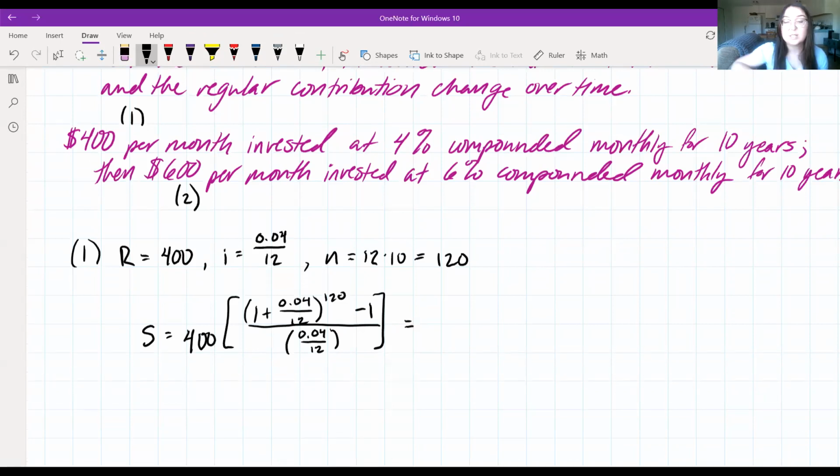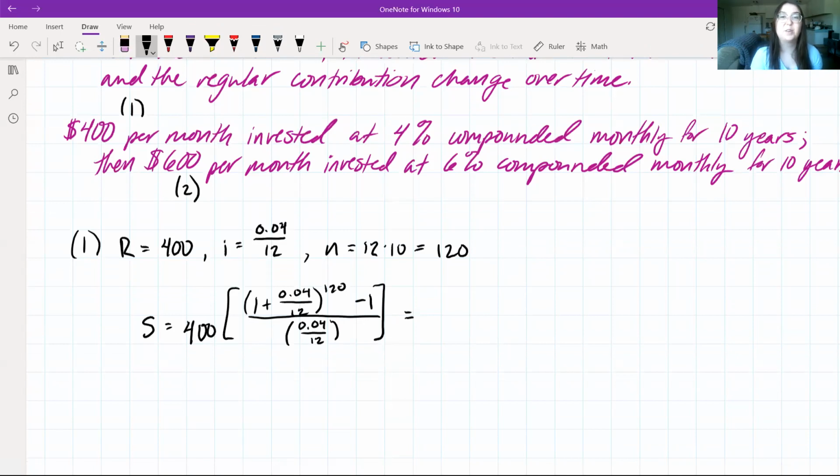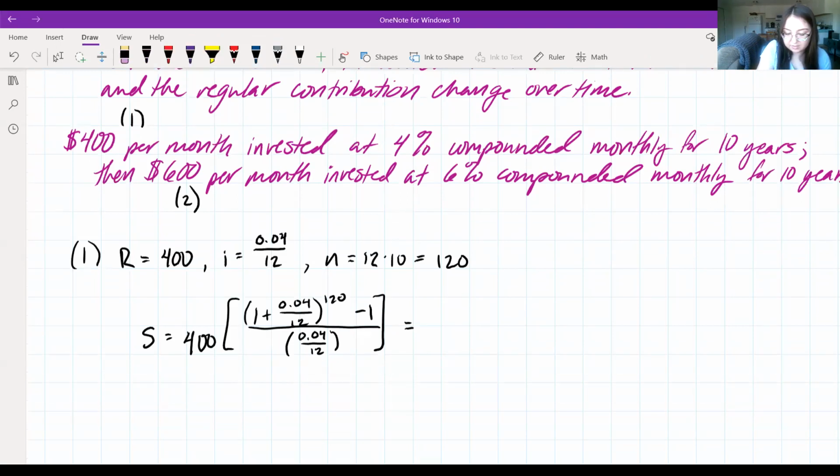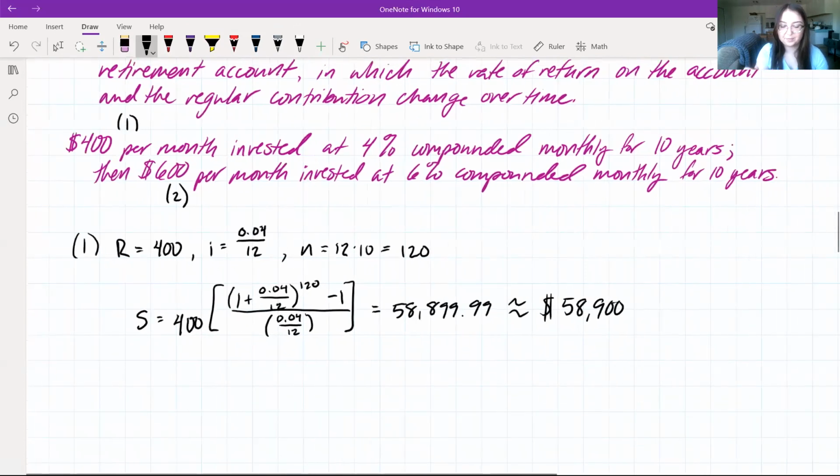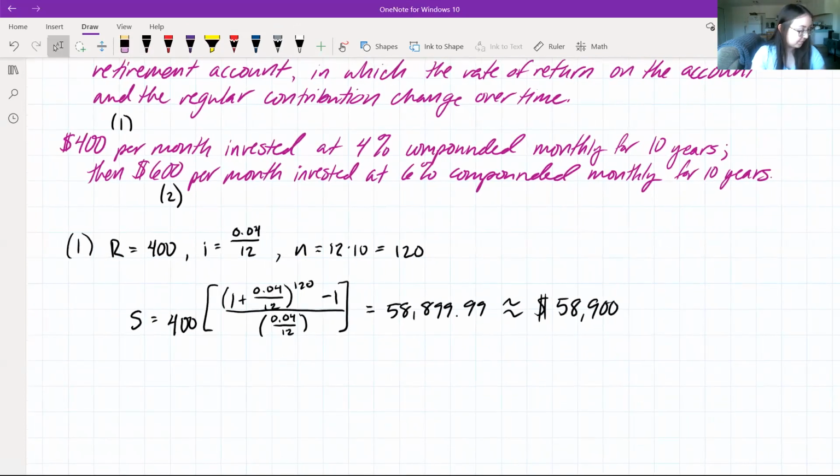All right, so once again, I invite you to calculate this value on your own. And once you've done that, you should get 58,899.99. So we can say that is about $59,000. Or, sorry, $58,900. I got a little too ahead of myself there. All right, so now we have that value.